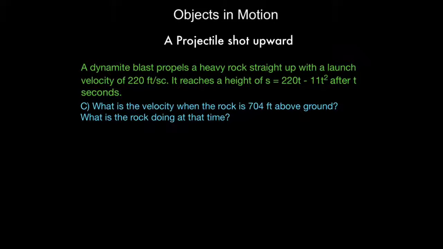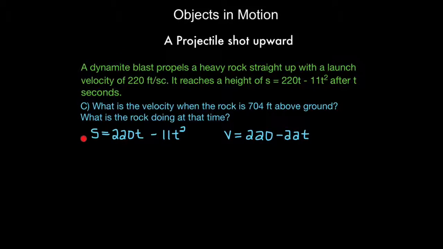Yet another question we might encounter with this type of problem is, what is the velocity when the rock is 704 feet above ground, and what is the rock doing at that time? Now I can see that the question is asking me to find a velocity, and looking at my velocity formula, I have a formula that is in terms of time. I don't have the time currently, I only have the position.